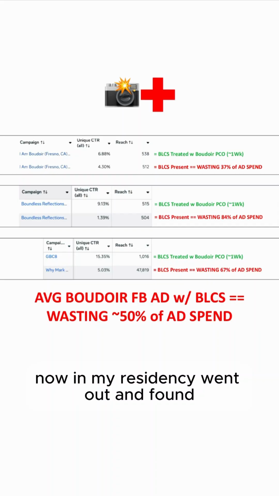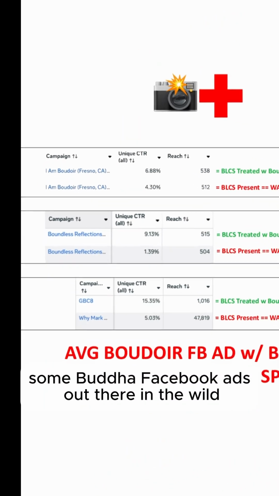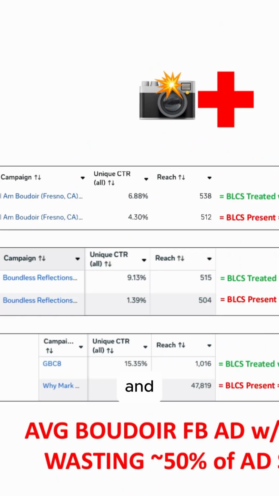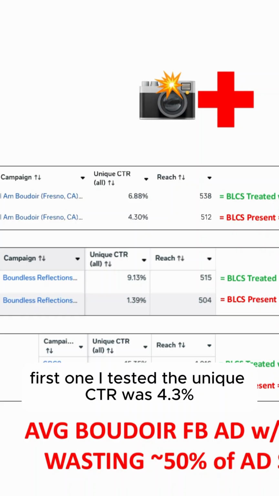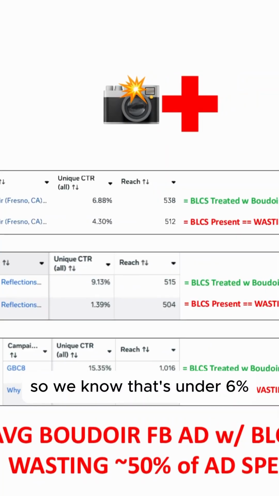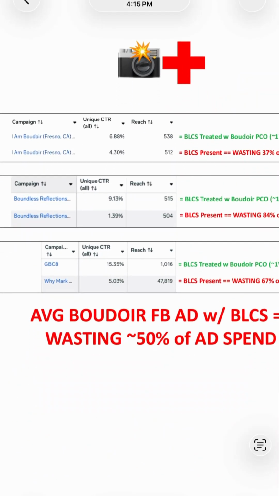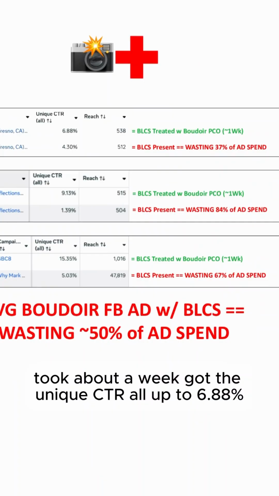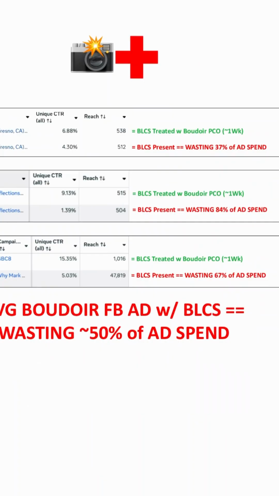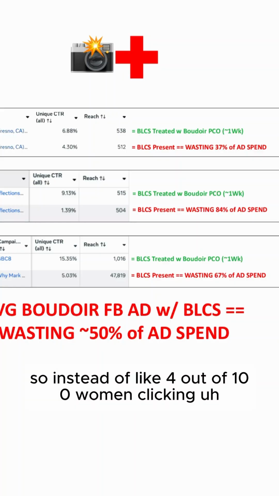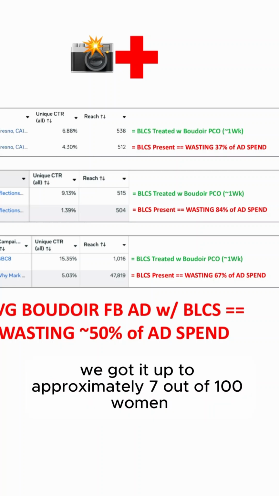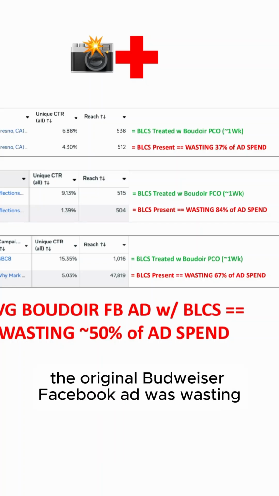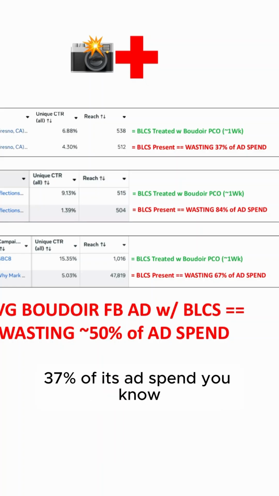Now, in my residency, I went out and found some Boudoir Facebook ads out there in the wild. The first one I tested, the unique CTR all was 4.3%. So we know that's under 6%, so we know that BLCS is present. So I duplicated that, treated with Boudoir Pico, took about a week, got the unique CTR all up to 6.88%. So way better. Instead of like 4 out of 100 women clicking somewhere in the ad, we got it up to approximately 7 out of 100 women. So we actually found out the original Boudoir Facebook ad was wasting 37% of its ad spend.